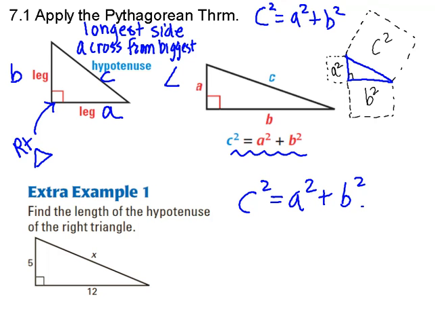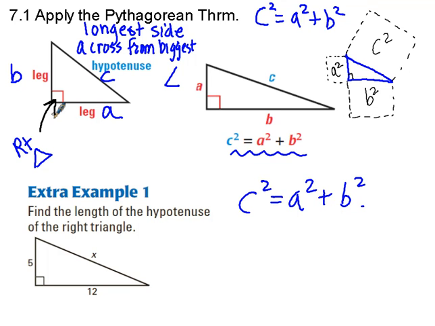I'm here to talk to you today about the Pythagorean theorem. The Pythagorean theorem is only used for calculating the lengths of sides in right triangles, meaning you must have a right angle in one of the corners. And it's, like I said, only for right triangles.